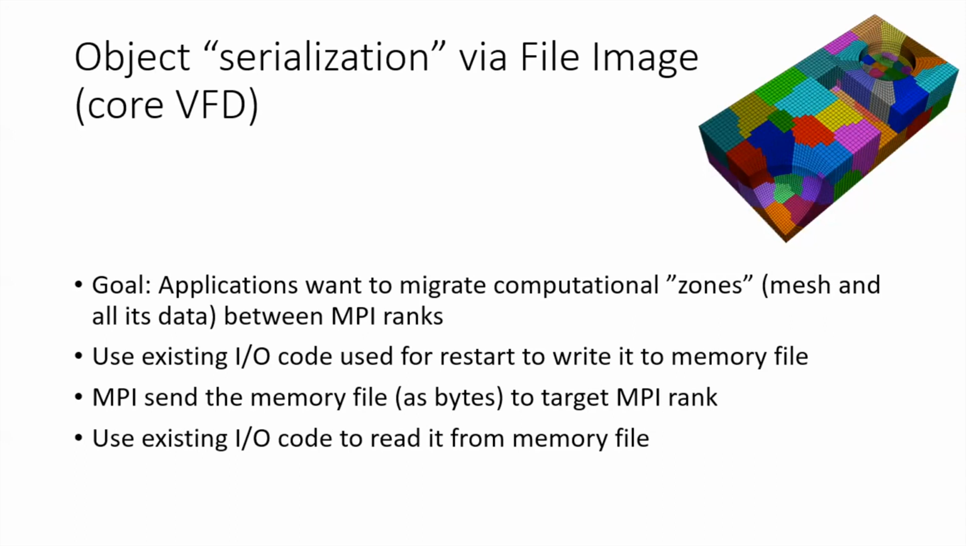What the application does is it opens a file in memory. It writes its one domain. A domain in this example is one of those colored spots. It's a piece of the mesh. Writes all the state for that domain out into a file image. MPI sends that message to a different processor. That processor opens that file and reads it in, and that's how it migrates an entire piece of the mesh to a different processor. That's just another form of serialization. And I think that's all I wanted to say about that.